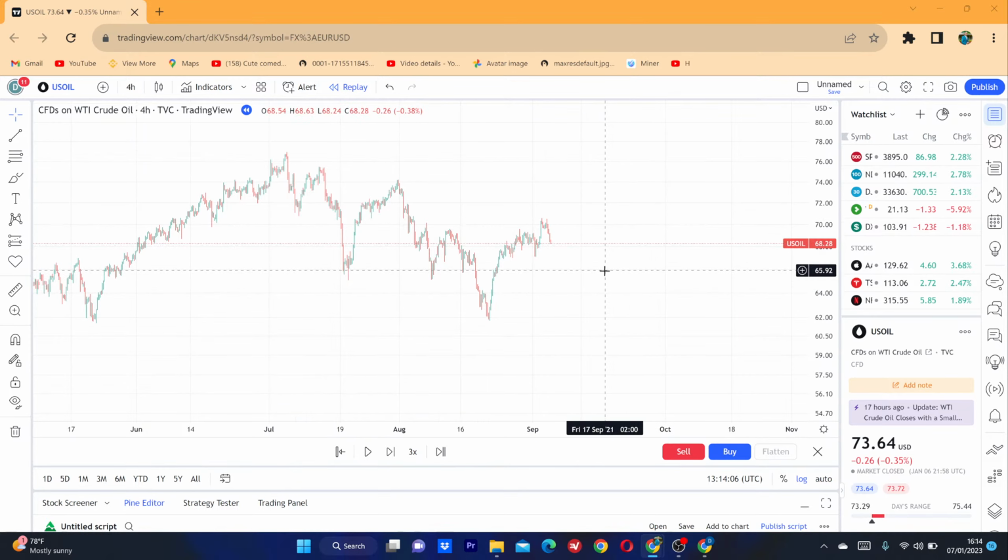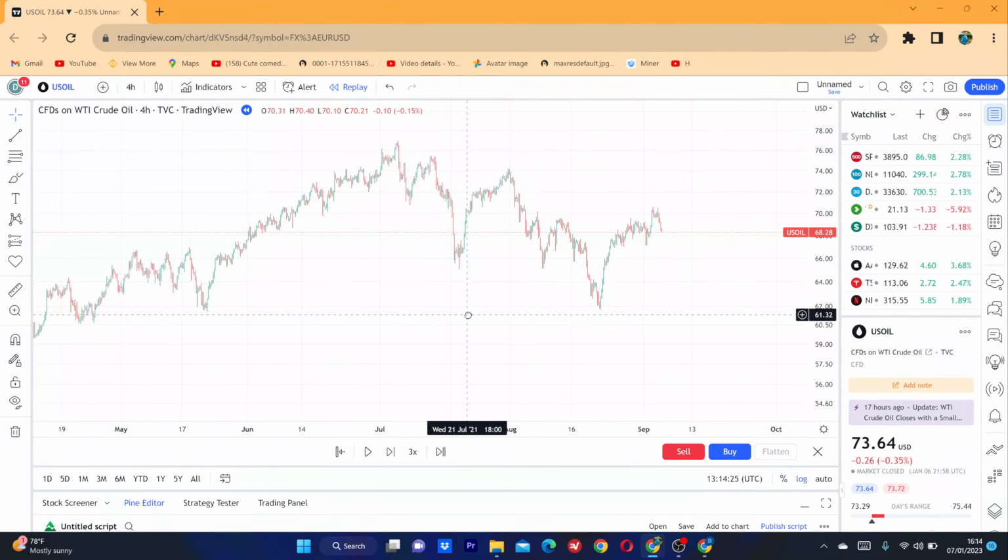When we talk about the US oil, recently we have seen a decrease in price. That means it has been on a bearish move. So we will be checking on the back testing. I have already gone back, so we are going to be doing it right away now.